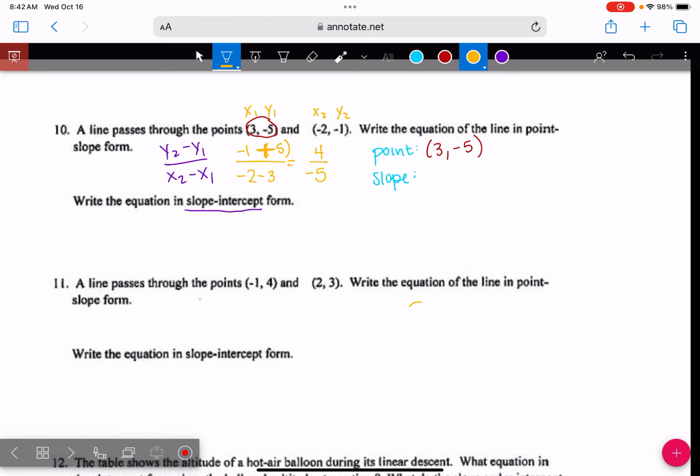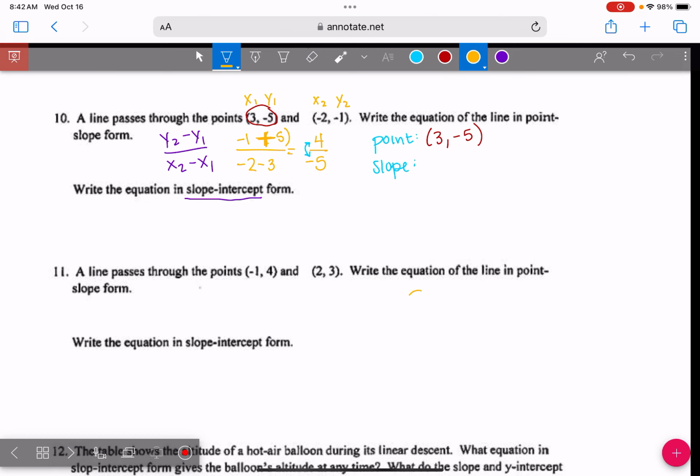Now, that negative I know can be interchangeable. I can move it up or down. So I'm going to say that my slope over here is -4/5. Okay, -4/5. Now that I have my point and my slope, I'm ready to plug it in.